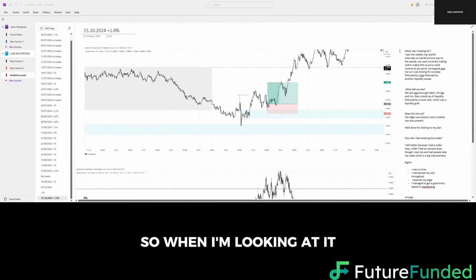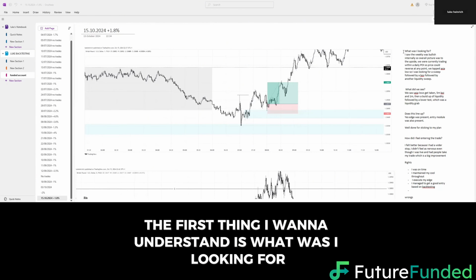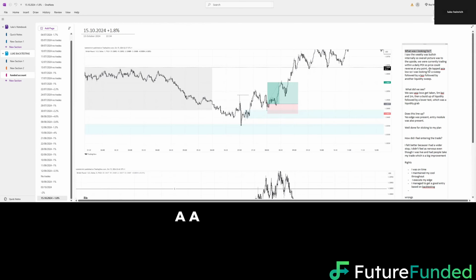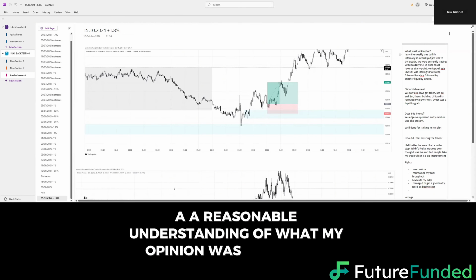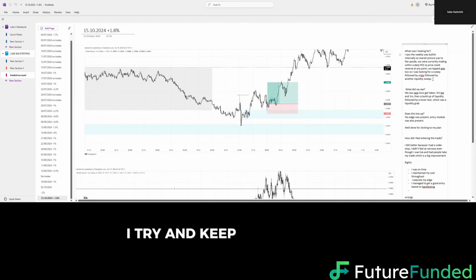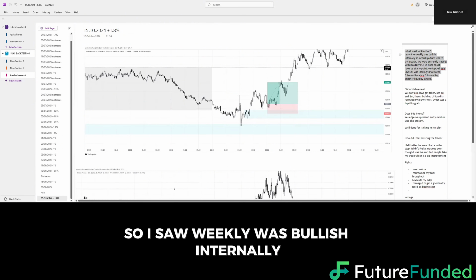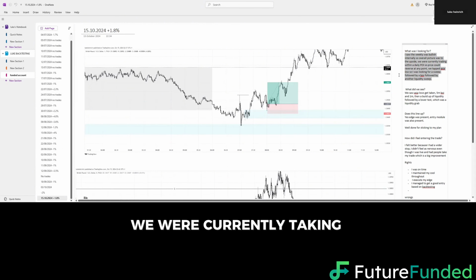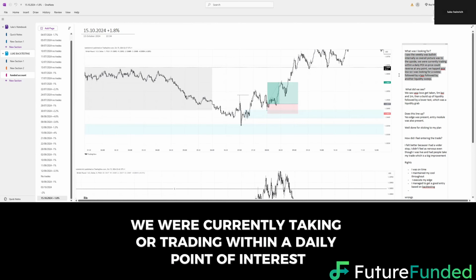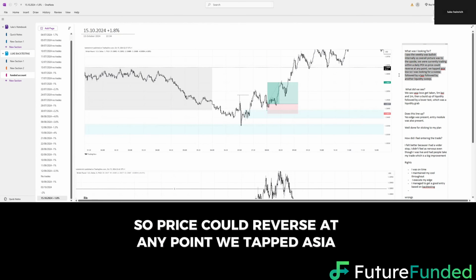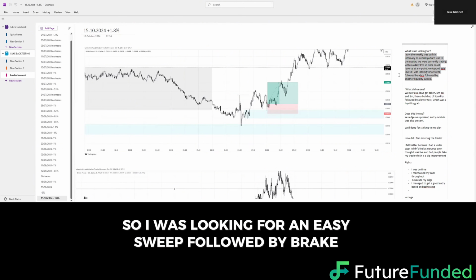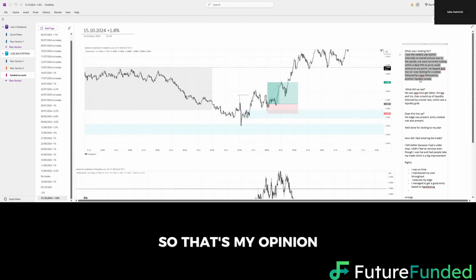So when I'm looking at it, the first thing I want to understand is what was I looking for? So I want to have a reasonable understanding of what my opinion was going into today. I try and keep it as close to the strategy as possible, but I just want to see if there's any discrepancies within my opinion in comparison to the actual strategy. So I'll write down exactly what I saw. So I saw weekly was bullish internally, so overall picture was the upside. We were currently trading within a daily point of interest, so price could reverse at any point. We tapped Asia lows, so I was looking for an easy sweep followed by break of structure followed by another liquidity sweep. So that's my opinion.